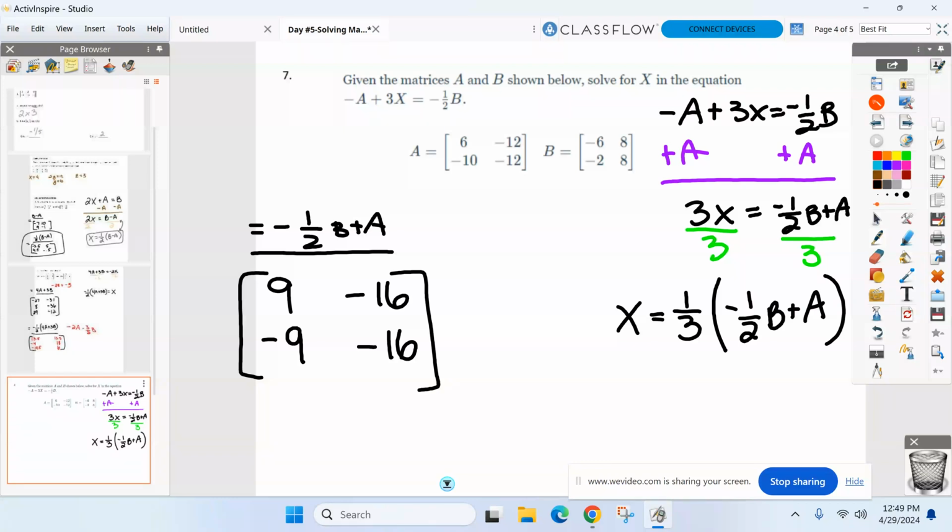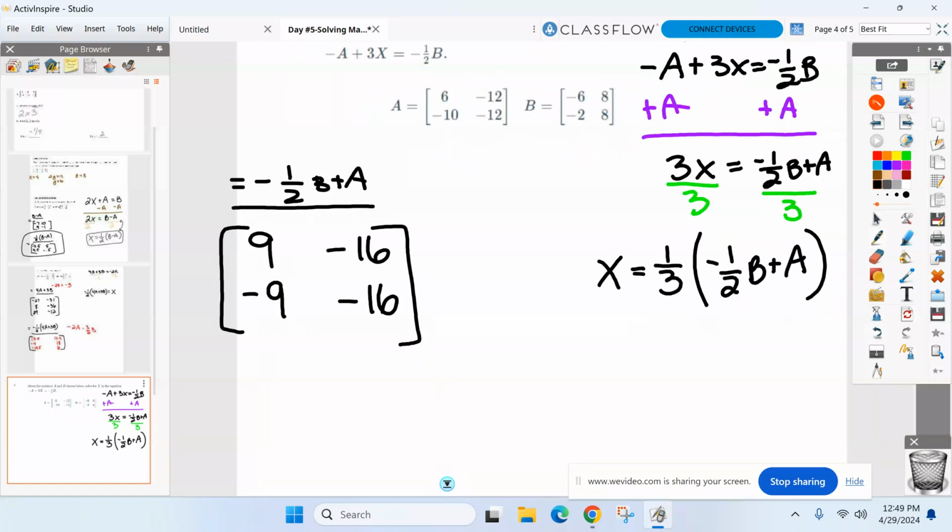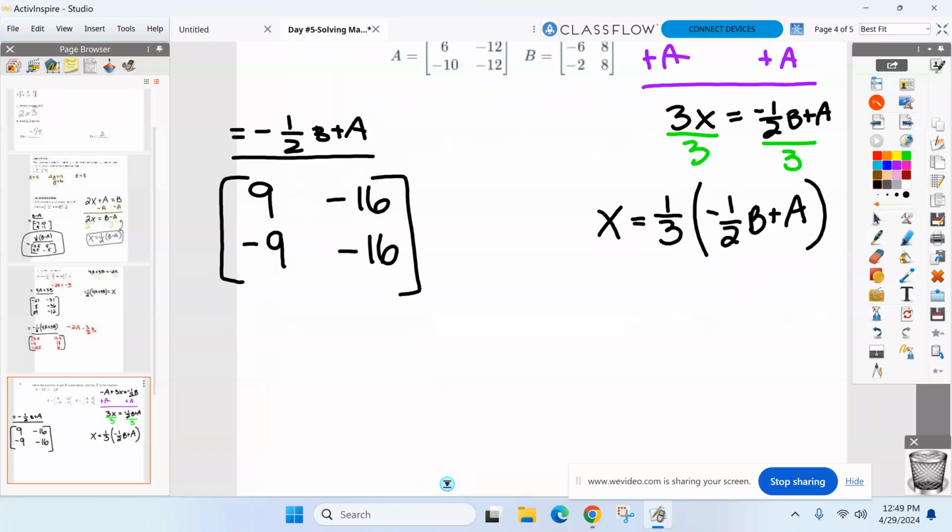Little fraction action at the end, huh? Fraction action. Didn't even know it, huh? That's alliteration. Alliteration is a repetition. Make sure your -1/2 b plus a matrix looks the same. So 9s and 16s.